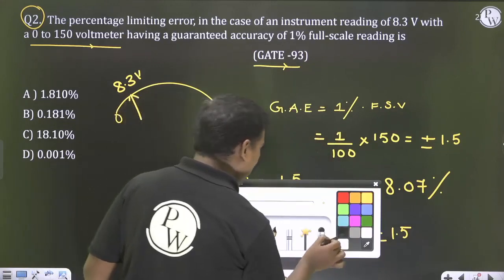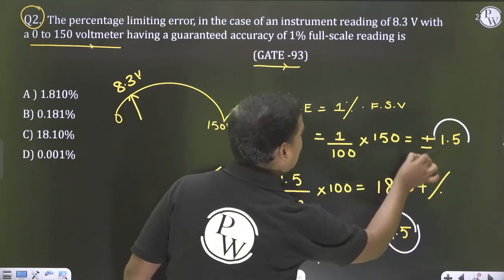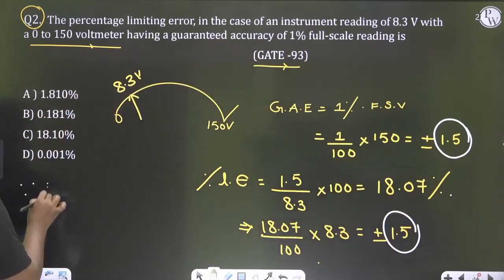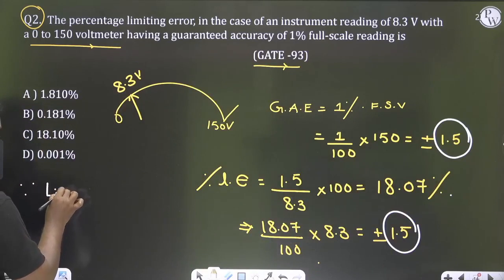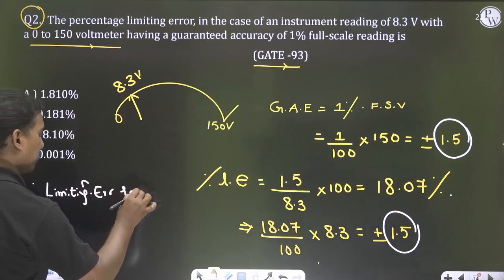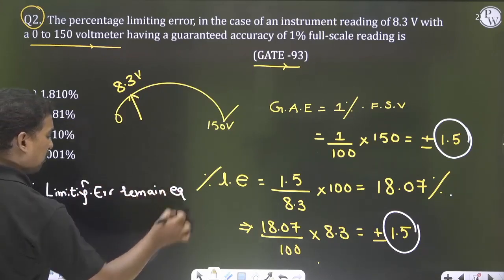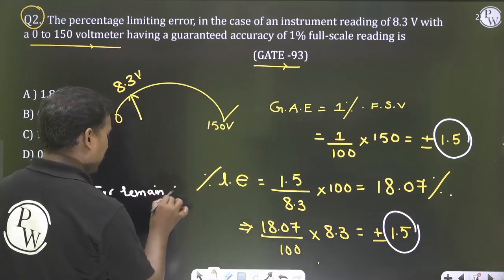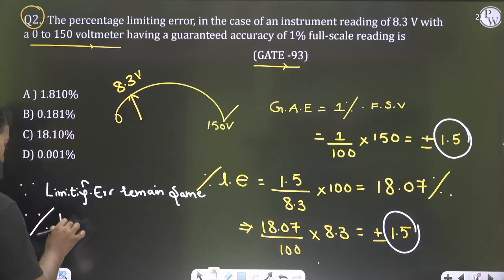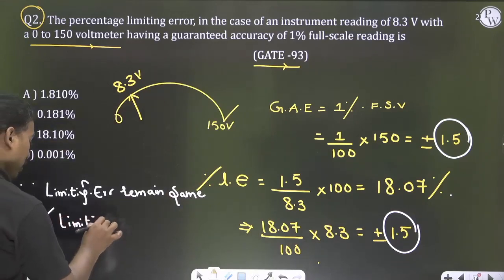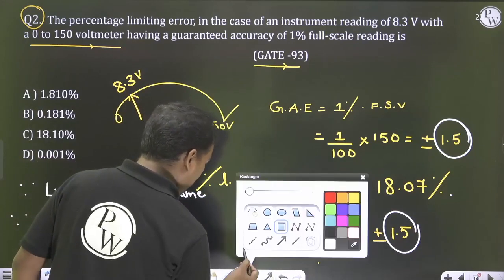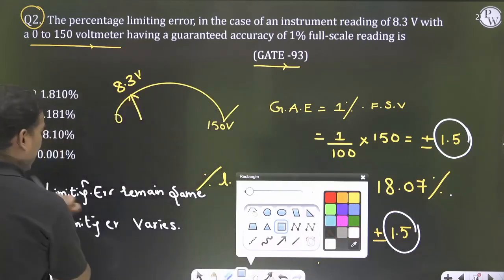The limiting error remains the same, but the percentage of limiting error gets changed. So please make a note. Always remember, the limiting error remains the same, but the percentage of limiting error varies. Okay, so please remember this logic statement: limiting error always remains the same.